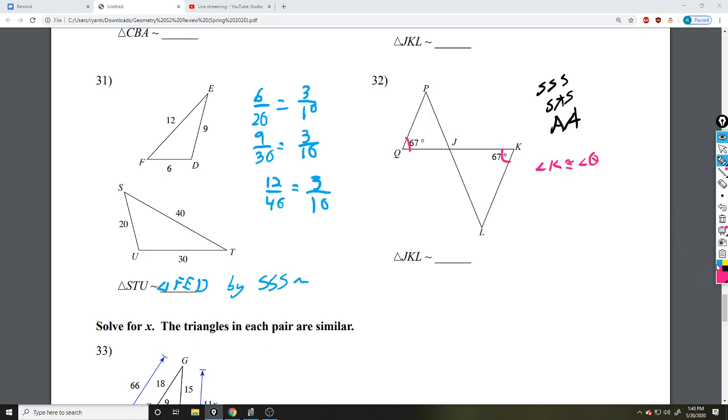There's our angle. And we also have another pair of angles, which are vertical angles, right here. So angle PJQ, that's this angle, being congruent to angle KJL by vertical angles theorem.